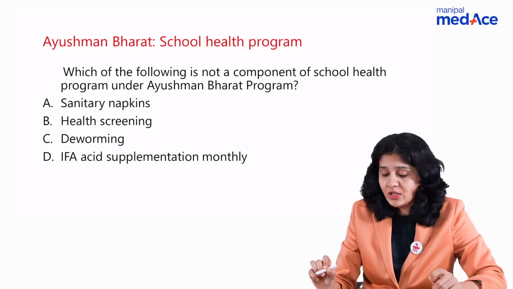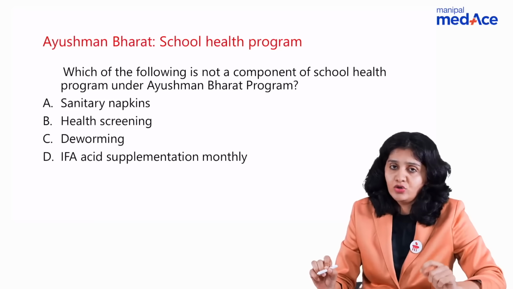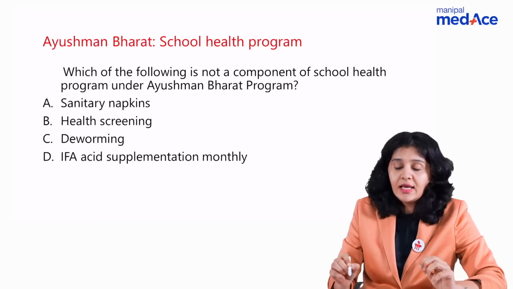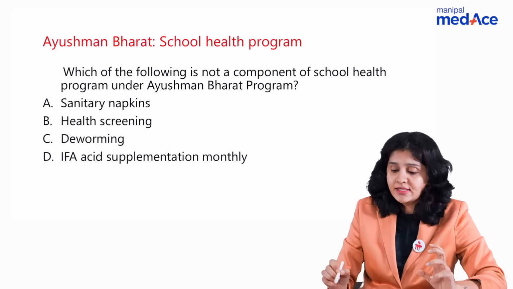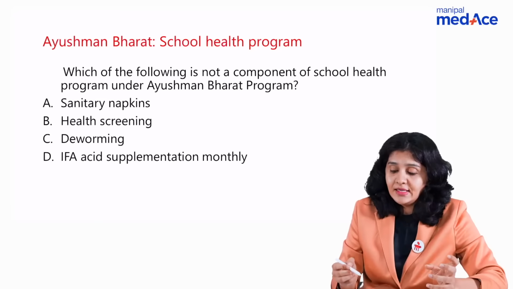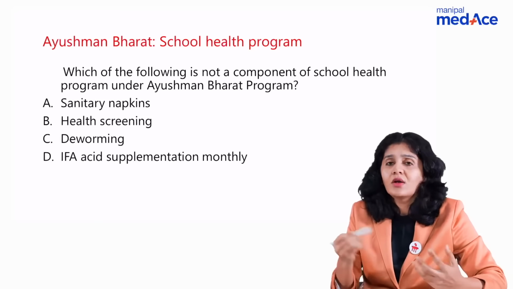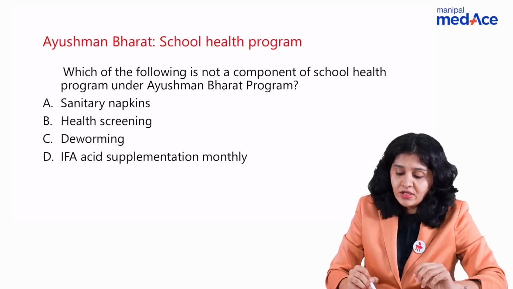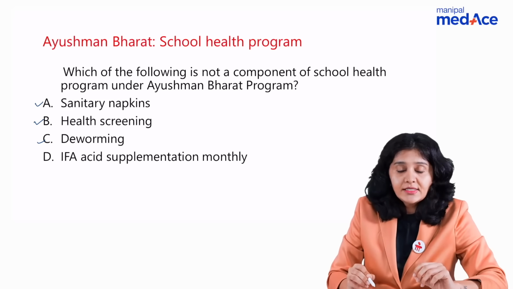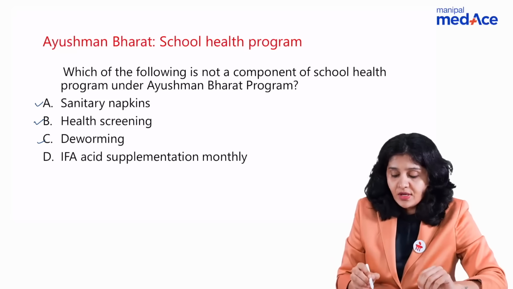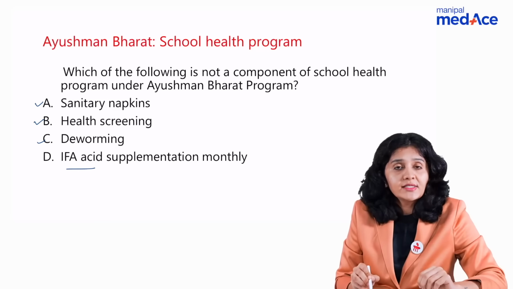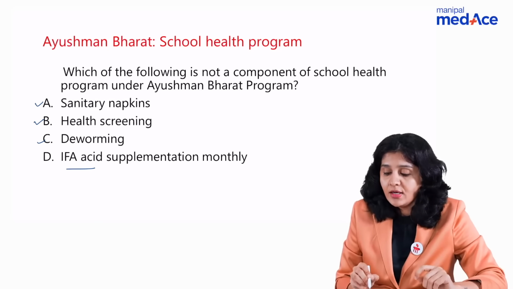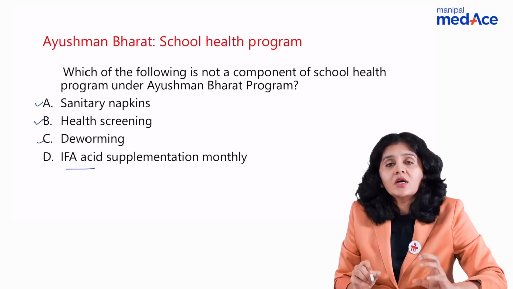Sanitary napkins are given for school-going girls under the Ayushman Bharat program. We all know this. Health screening is of course done. Health screening you can easily rule out because it is done under all the programs. Deworming, again, it is done, right? So deworming is also done. Health screening is also done. Sanitary napkins are also given. So what about this iron and folic acid supplementation? Is it done or not under the school health program, which is under Ayushman Bharat?